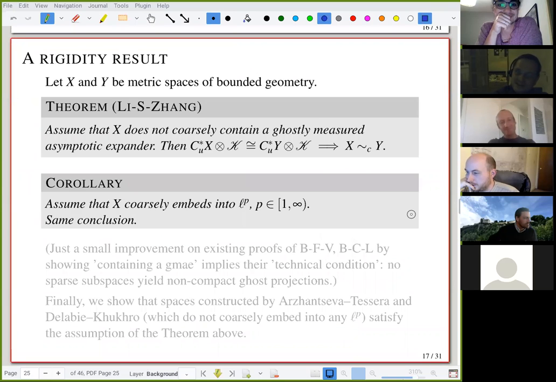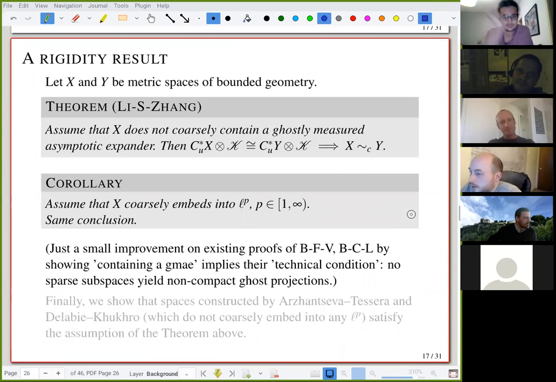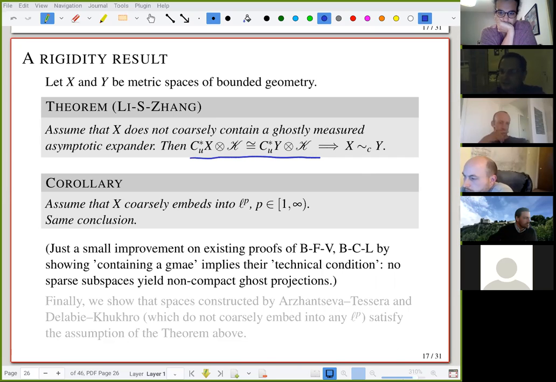Okay, so what we have is this. Basically, the geometric notion we've discovered is the measured asymptotic expander. There's an extra adjective, ghostly. Anyway, ghostly measured asymptotic expanders. It turns out that if X does not coarsely contain a ghostly measured asymptotic expander, then we get this rigidity result, right? That if the algebras are stably isomorphic, then the spaces are coarsely equivalent.